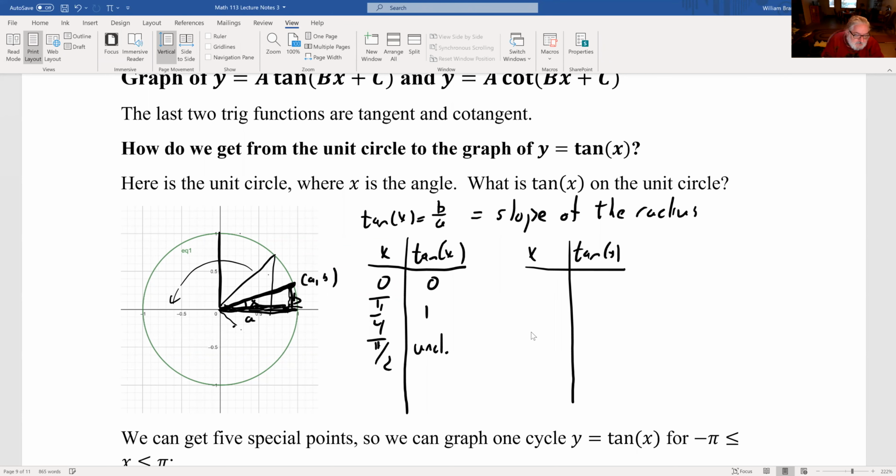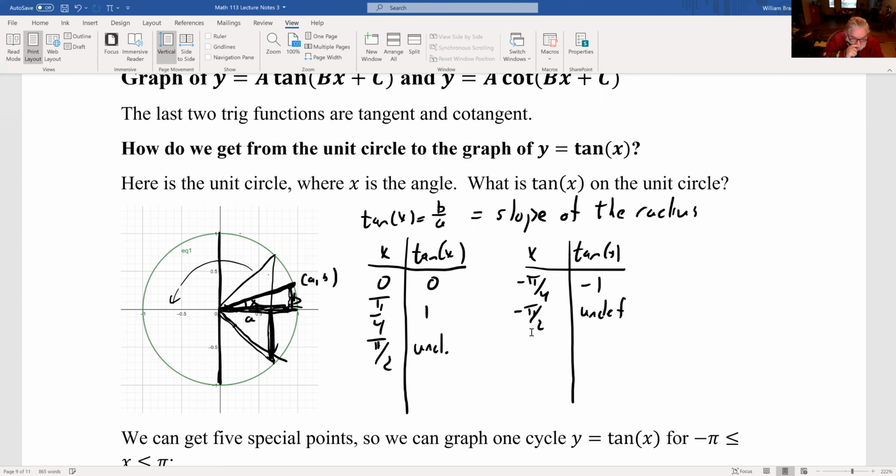Minus pi over 4 is down here. And that's, again, a 45, 45, 90 triangle. But my sine is negative. So actually, this is going to be negative 1. So minus pi over 4 has slope negative 1, because if you think about this line going down for y, that's going to be negative. And minus pi over 2, the slope of this line is undefined.